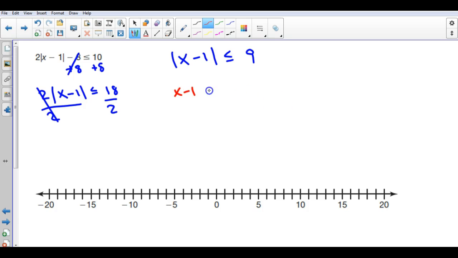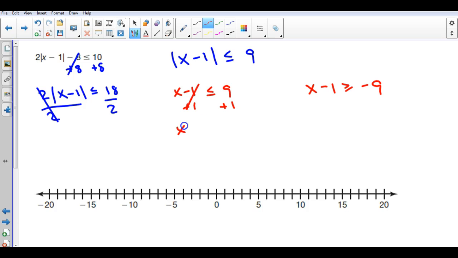x minus 1 is less than or equal to 9, so I'm just dropping the bars. Your other one, x minus 1, flip the inequality to say greater than or equal to, and change the sign from positive 9 to negative 9. So take your time when you're working on those. Make sure you're changing the sign of the number, and you're also flipping the inequality. And then all we're doing is just solving these.